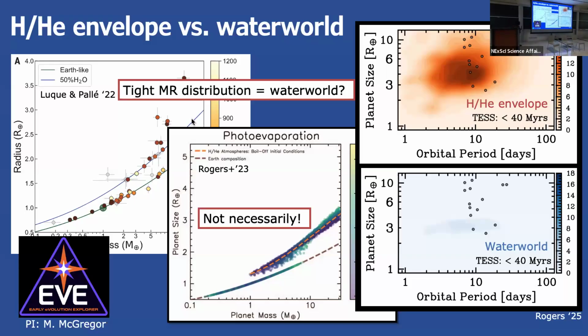It stands for Early Evolution Explorer, and the overall science goal is to look at the early stages of the disk and planet evolution. But one of the main science goals for exoplanets is exactly this, to target specifically the young planets so that we can better understand the initial composition of these planets.